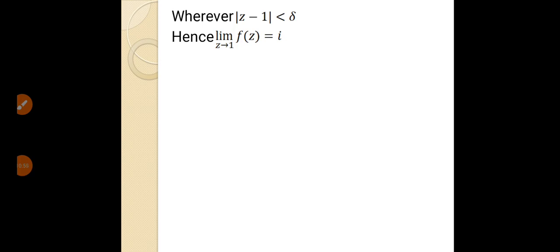Hence the limit as z tends to 1 of f of z is equal to i. We are just using the definition of limit to evaluate the limit. We stop here.